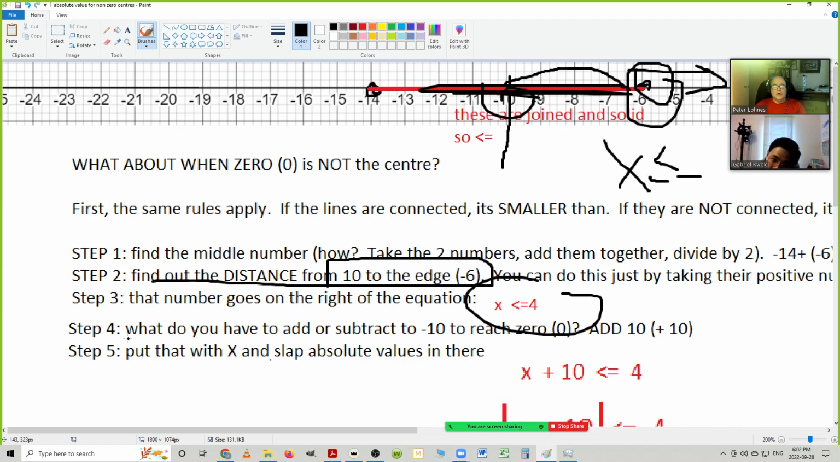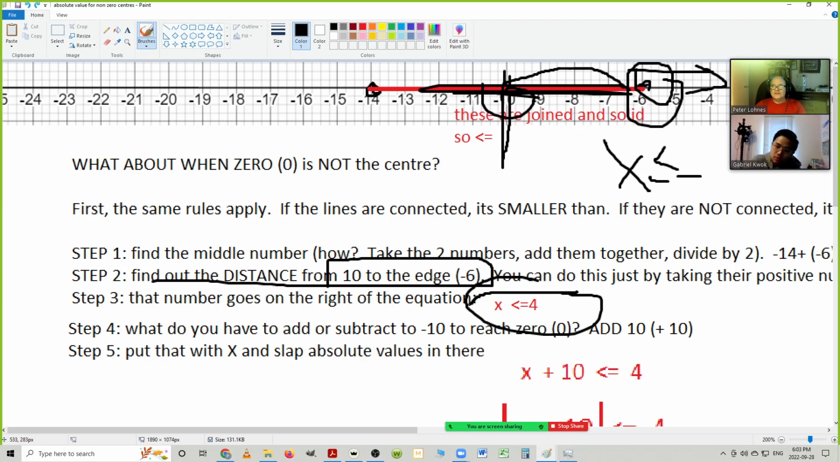The second rule, what do you have to add or subtract to minus 10 to reach 0? So how would I get from minus 10 to the 0 value? I'd have to add 10. So you're going to slap plus 10 in there.